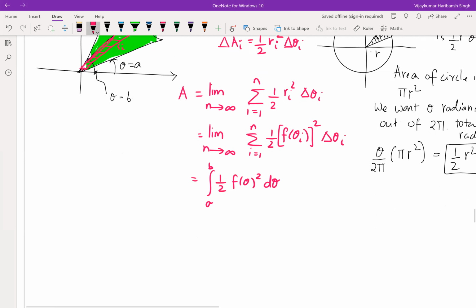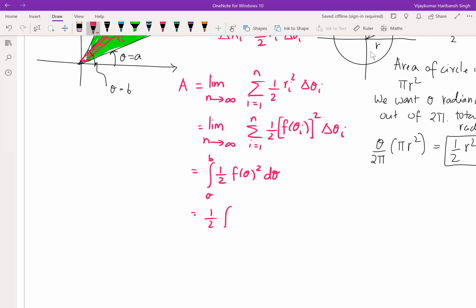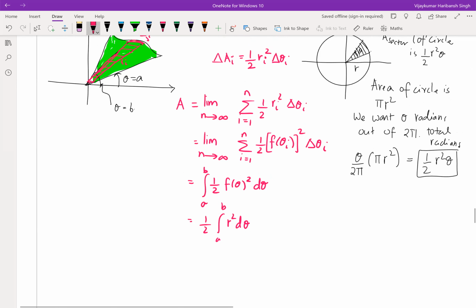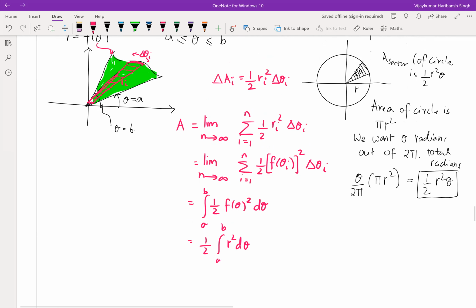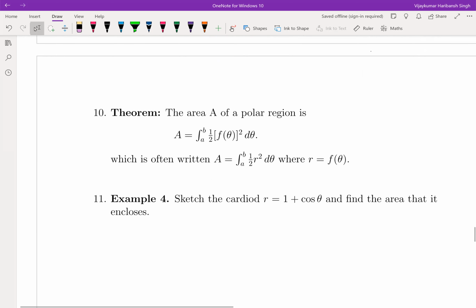All right. And another notation for the same thing is half the integral from a to b of r squared d theta, where it's clear that r is a function of theta. So it's exactly the same setup as rectangular coordinates. So this is the area in polar coordinates. Let's formalize this. The area A of a polar region is given by the integral from a to b of half f of theta squared d theta, and it's often written as the integral from a to b of half r squared d theta.